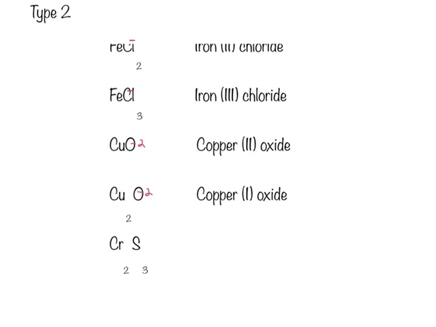And then finally we have chromium and a sulfur. The sulfur is a -2 ion as well. This time we have 3 -2s for a total of -6 charge.